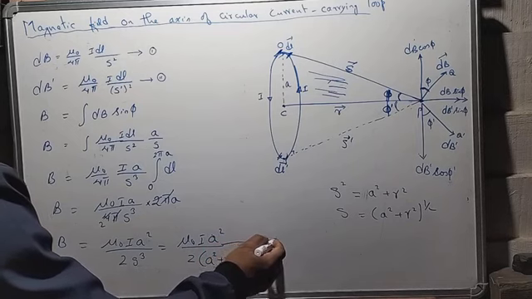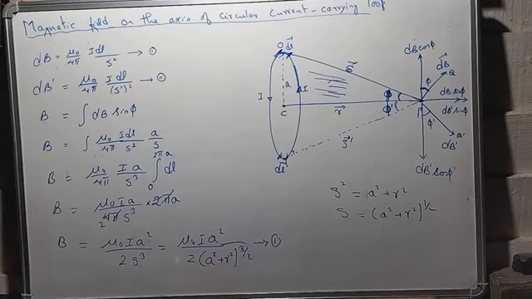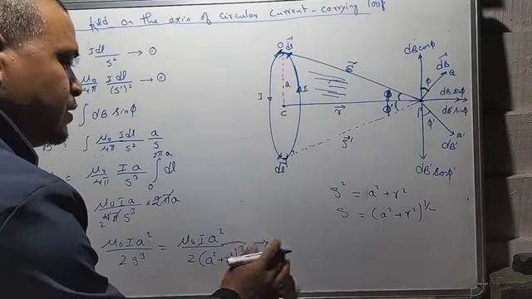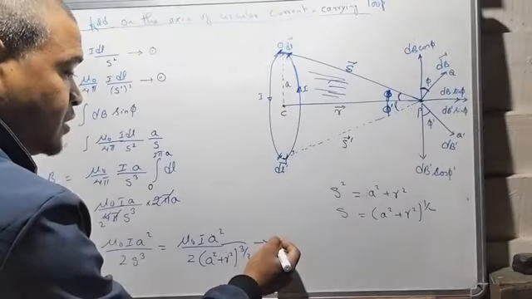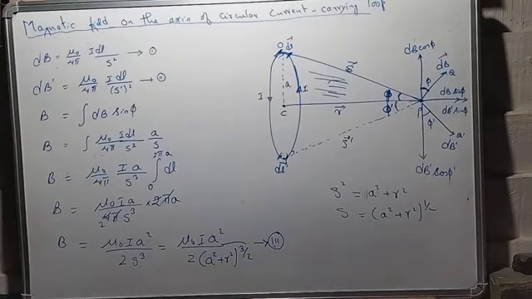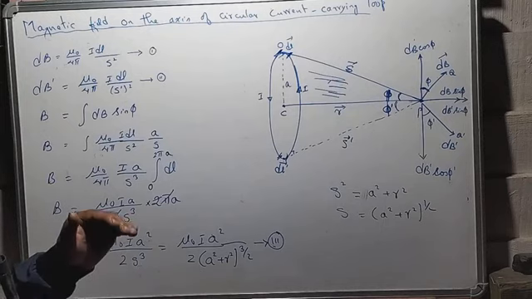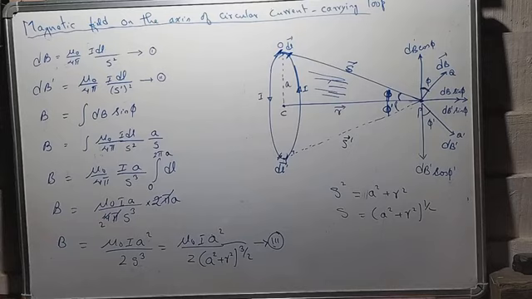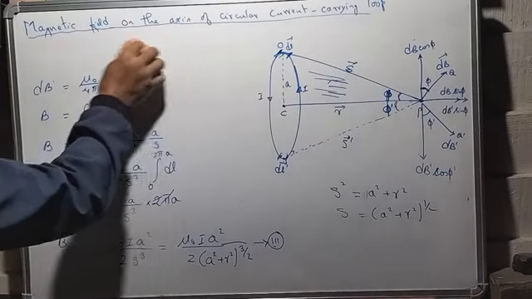I'll name this as equation 1. Sorry, this is equation 3 because we already have equation 1 and 2 above. So this equation 3 is the expression for the magnetic field on the axis of a circular loop carrying a current. Now, from this equation 3, I will draw 3 special cases.